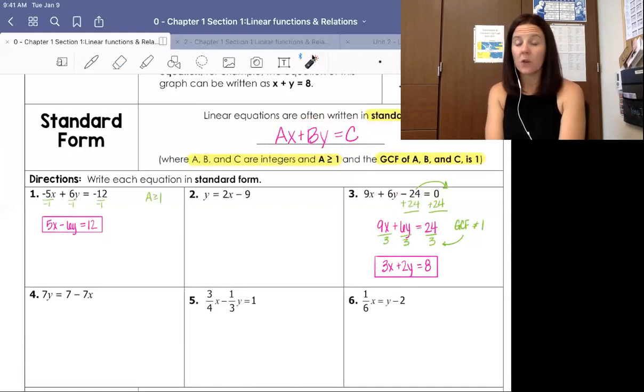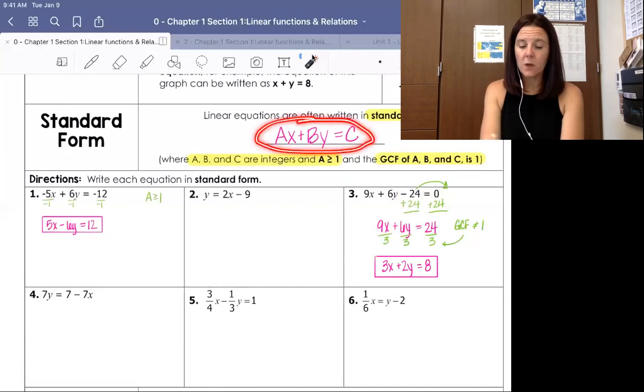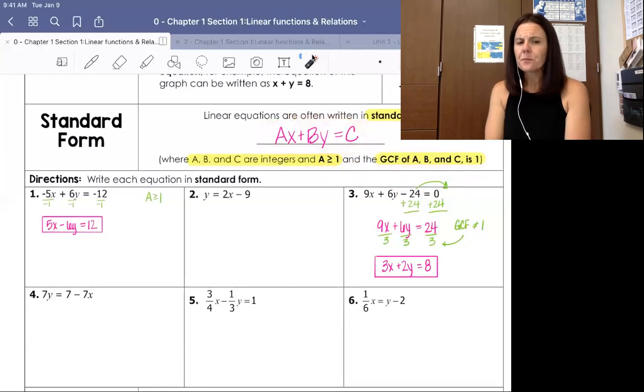So you've got to look for all of those things. We want it to match this format. We want the greatest common factor of our 3 values to be 1, and we want A to be greater than or equal to 1. All of those things have to be true. All right, so the next one we're going to look at is a little bit different.